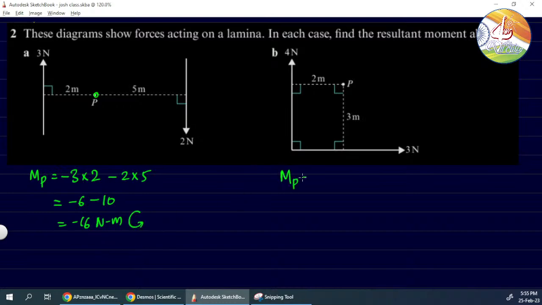Then here, moment about the point P. Now the force here is 4, the perpendicular distance is this one, that is 2, and this is moving in clockwise direction, so minus. The next force is 3, the perpendicular distance is also 3, and this one is moving in anti-clockwise, so plus. So we get minus 8 plus 9. The answer is 1 Newton meter, and it is positive, which means it is in anti-clockwise direction.